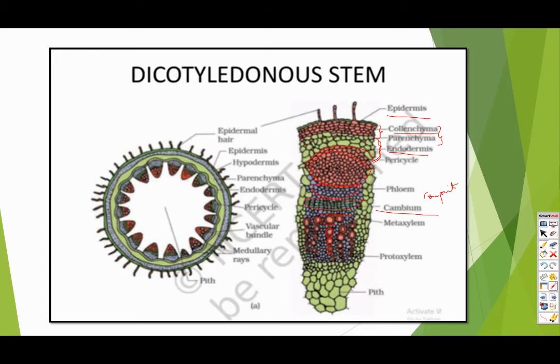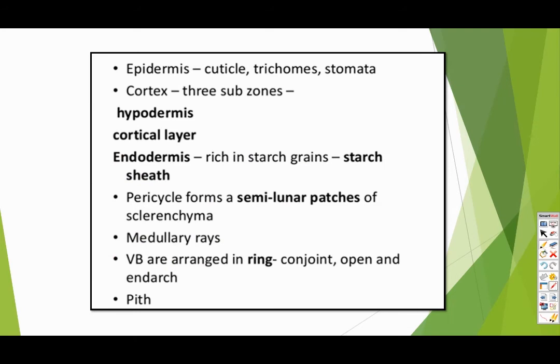Epidermis usually has a cuticle, trichomes and stomata present. The cortex is divided into many regions. You have the hypodermal region and the cortical layers. Endodermis is rich in starch grains. You saw endodermis over here. If I write, this is not epidermis, I am writing endodermis. Endodermis usually has starch grains present, like this.